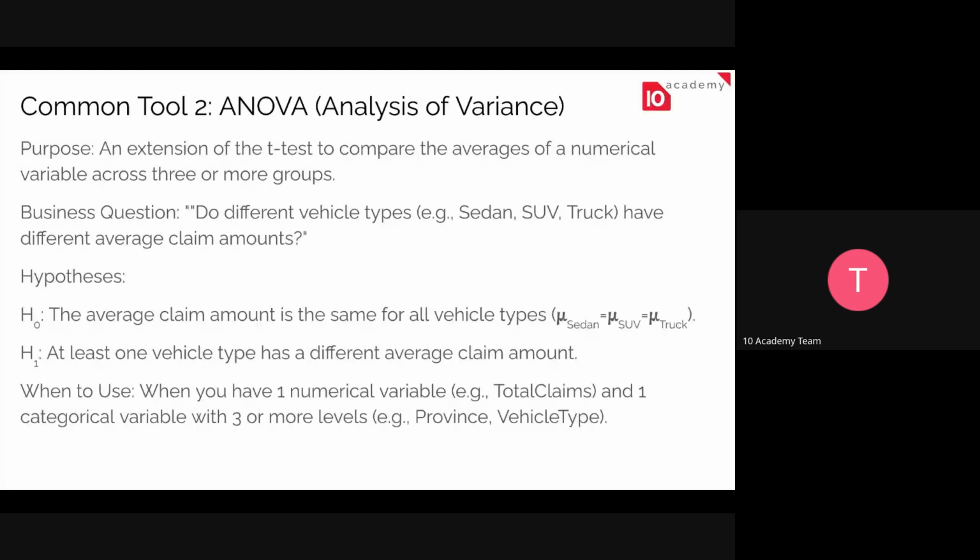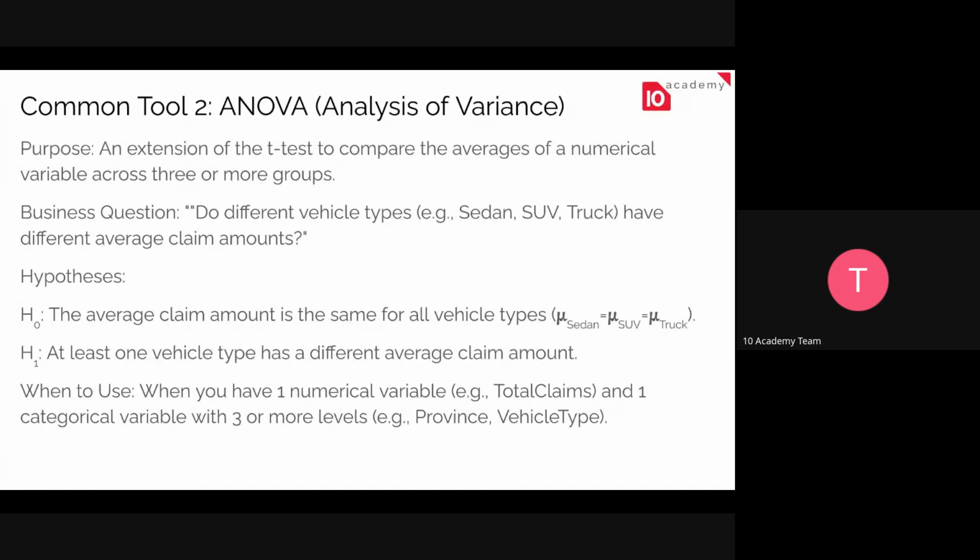So the purpose of ANOVA is just an extension of the t-test. It just compares the average of the numerical variable across groups. But the difference here is that the earlier one was between two groups, for example, gender and so on, but here it's for three or more groups. So it's just an extension of the earlier one.